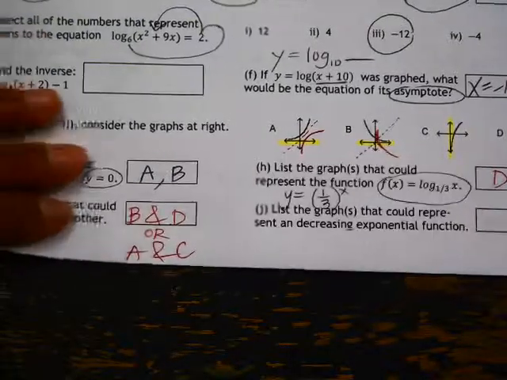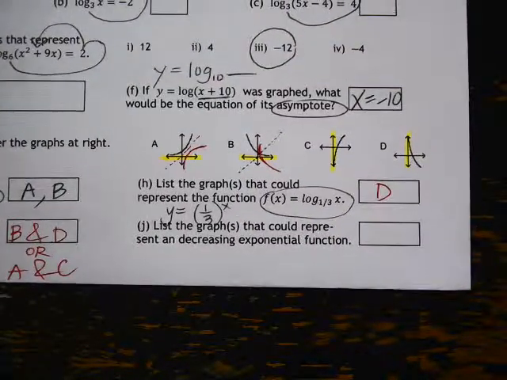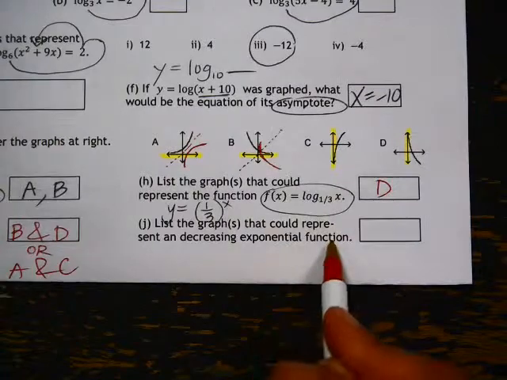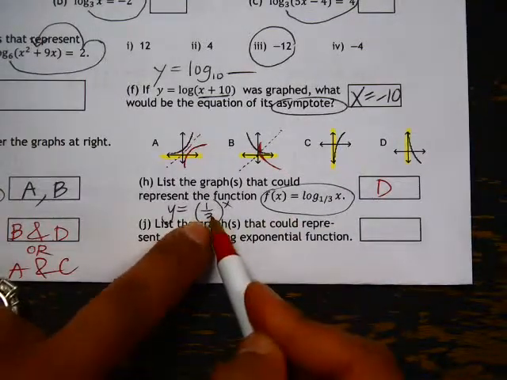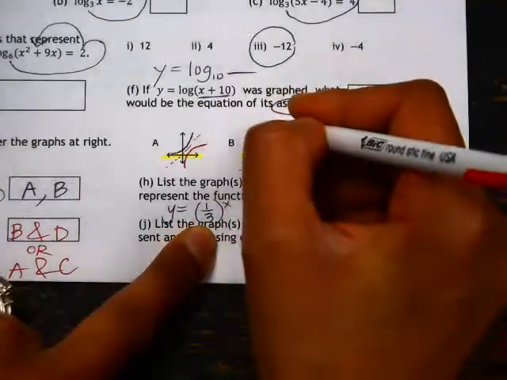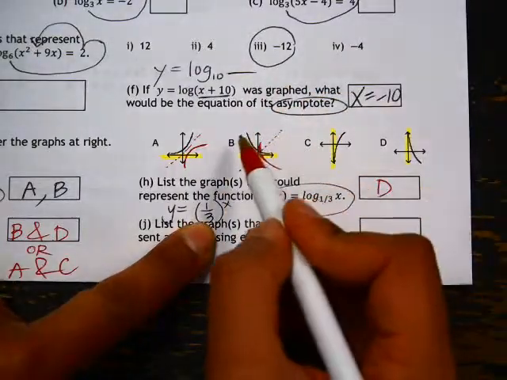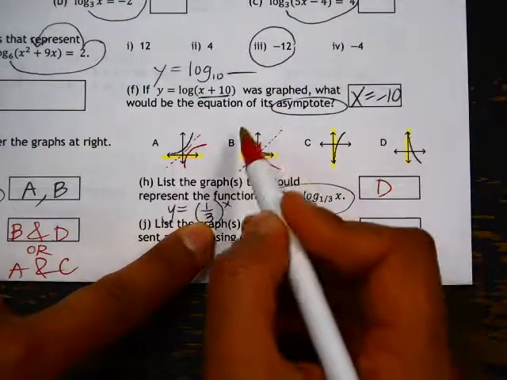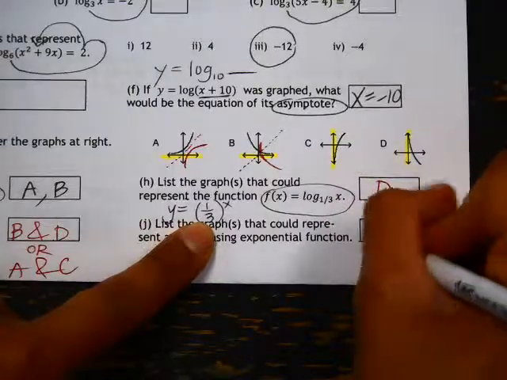All right, lastly, list the graphs that could represent a decreasing exponential function. So we already talked about that 1/3 to the x was the graph B, because this is decreasing from left to right, so this is a decreasing exponential function.